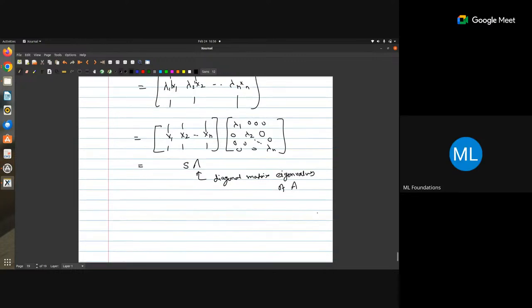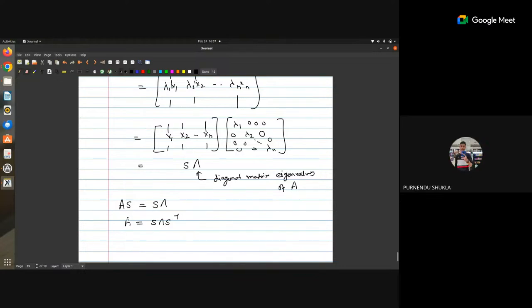So in general, if I have any matrix A which has n independent eigenvectors, I can diagonalize it, or write this matrix in this format: A S equals S lambda, right? Where S is the matrix containing the eigenvectors of A, and capital lambda is a diagonal matrix containing the eigenvalues. In other words, I can write A as S lambda S inverse. Is it correct?